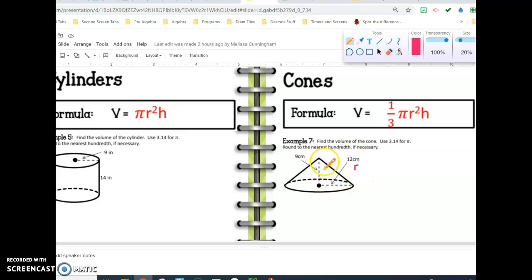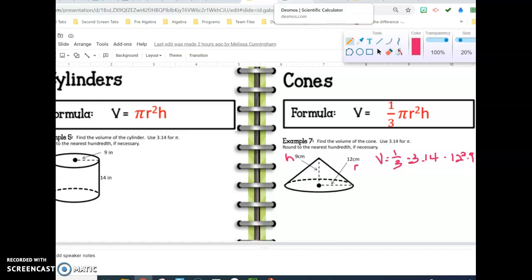so 12 is my radius, and the height of my cone here is 9. So we're going to take 1/3, and again, instructions still say to use 3.14 for pi. And our radius is 12, so 12 squared times, and then my height is 9. I'm running out of room right there. So again, calculator recommended for this one as well.